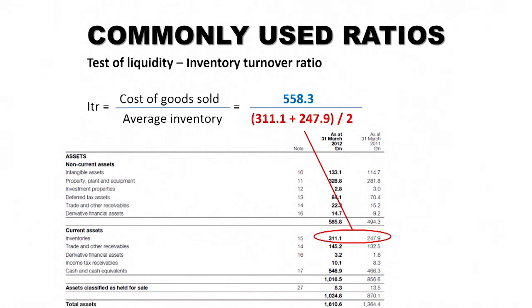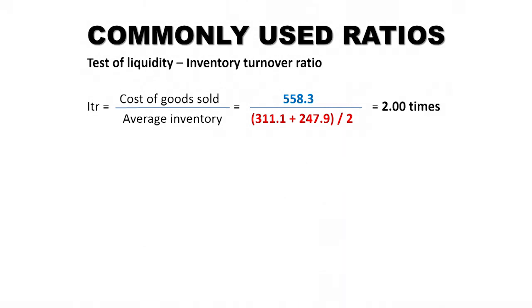558.3 divided by the average inventory gives me 2 times. Shocking, but that's correct. If I went to my granny, what I see there is she's still proud of her handbag from 50 years ago. So people sell something, but it actually means that they only sell their products 2 times a year.